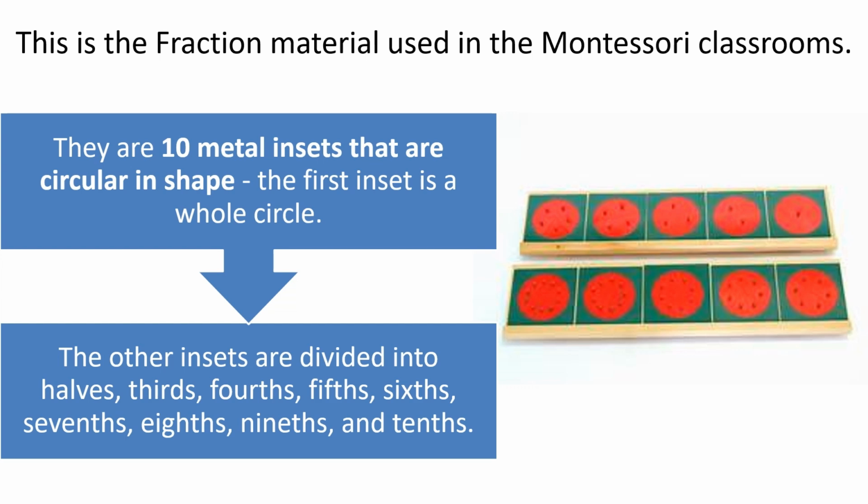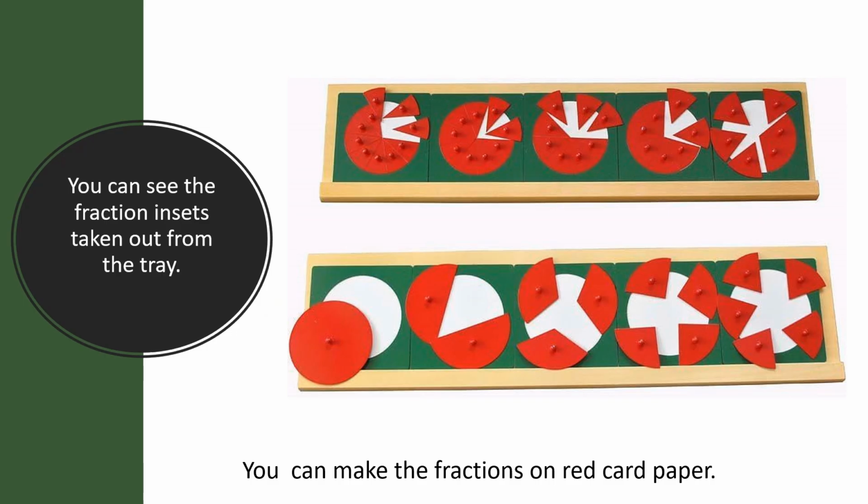There are 10 metal insets that are circular in shape. The first inset is a whole circle. The other insets are divided into halves, thirds, fourths, fifths, sixths, sevenths, eighths, ninths, and tenths. You can see the fraction insets taken out from the tray.